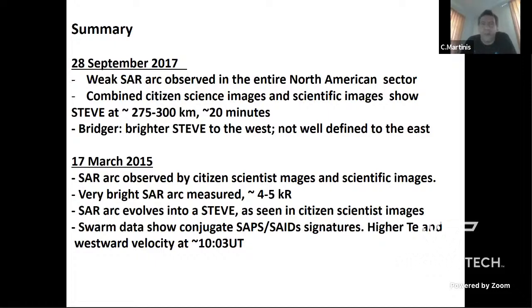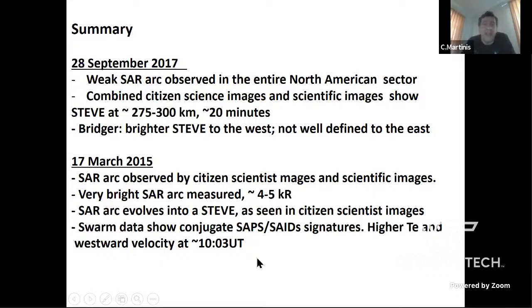The first case was a weak SAR arc observed in the entire North American sector, lasting all night long. By combining citizen science images and scientific images, we can show that Steve was occurring around 275 to 300 kilometers and lasted only 20 minutes. This is an important result that I'm pretty sure Brian later will address, because I think the mechanisms proposed for brightness cannot account for a structure occurring so high in altitude. Another interesting thing is that with the red line imager, the Steve wasn't uniform. It was brighter to the west and was not well defined to the east. I don't know if there's something to take into account when you compare with the ground-based data.